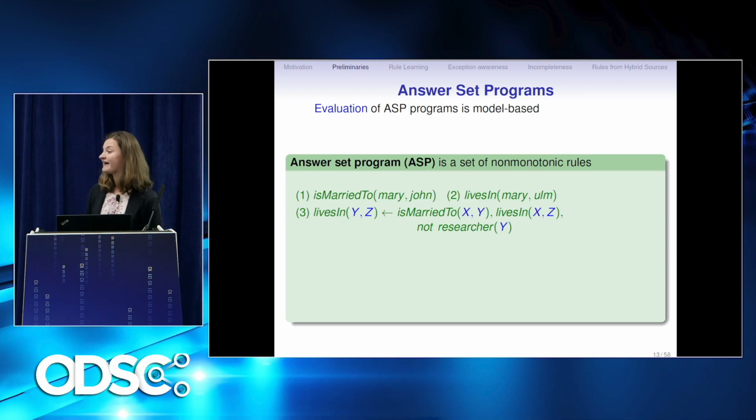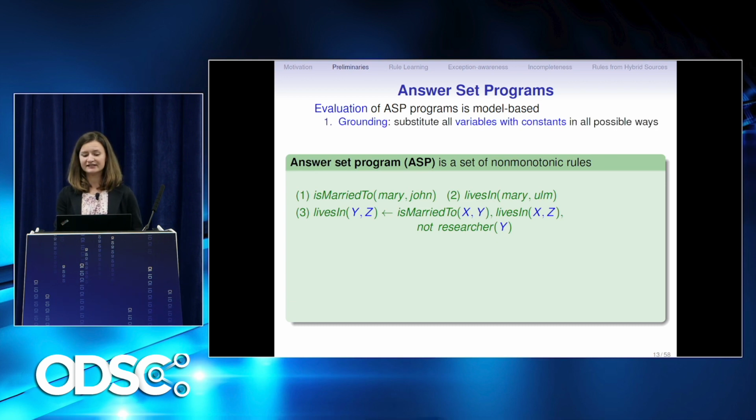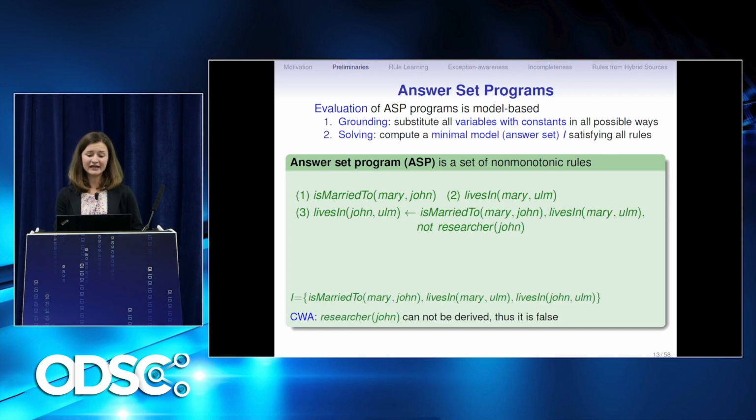Right. Well, if you have a set of such rules, you could actually apply them to predict potentially missing facts. So, for instance, here we have a small program that consists of two facts. John is married to Mary, and Mary lives in Ulm. And we have a rule stating that unless one is a researcher, married people live together. Since none of these people is known to be a researcher, we can actually apply this rule by finding substitutions of variables to constants, respectively, and then finding whatever is inferred from what we had before. So in this case, we will infer that John also lives with Mary in Ulm.